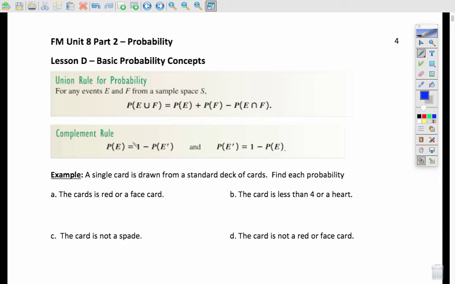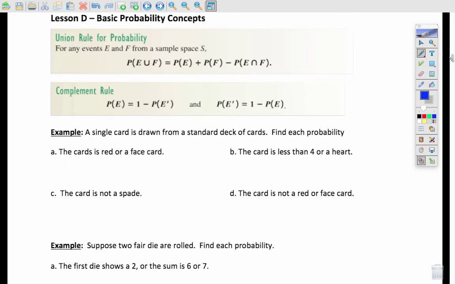If you're talking about a complement rule, let's say that the event you're concerned with is rolling a 5 on a 6-sided die. Well, the complement of that event would be not rolling a 5 on a 6-sided die. So it's logical that the probability would be 1 minus the probability of the complement and vice versa. So let's see how those work here in these examples.